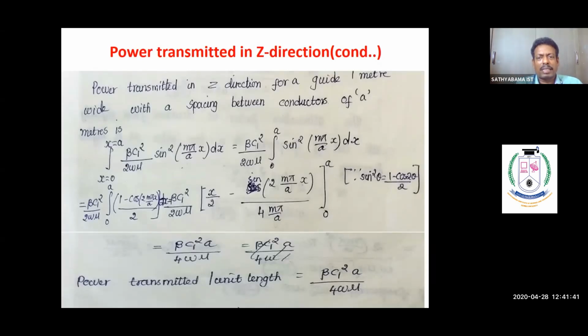But here we make some approximation. In the Z direction, for a guide 1 meter wide, the plates are 1 meter wide and the spacing between them is A actually. So now you can apply these limits, the value of A and the meter length to be 1, and then we can simplify this expression to find the power transmitted per unit length. Then it becomes beta C1 squared A by 4 omega. So we simply apply the condition.